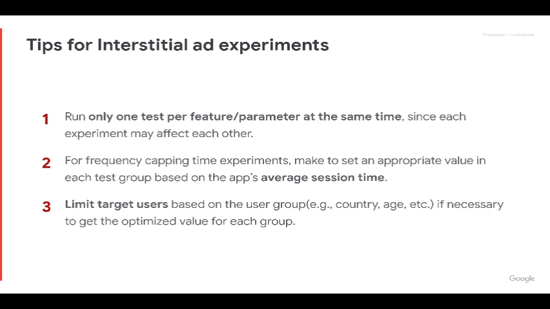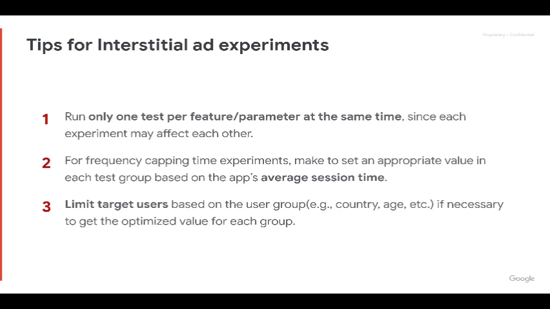There are 3 things to note once you are running the experiments. Number 1, always run one test per feature or parameter at one time. This is because if you are changing too many variables, you are basically affecting the results of each other, and you will not be able to correctly analyze whether one has more impact or the other. So the best practice is to run one test at a time and then compare and contrast the results.